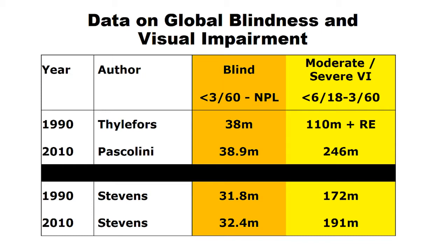The lower 2 rows are from the global burden of disease estimates. So in 1990, the estimate there was 32 million blind and 172 million visually impaired. And by 2010, 32 million blind, 191 million visually impaired. I think one should point out that over that 20-year period, the population in the world increased quite dramatically, and also the people over the age of 50 increased significantly. So the fact that blindness was not increasing probably means that services were improving and the number of people with avoidable blindness was decreasing.